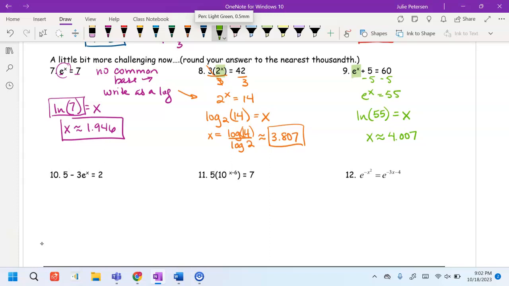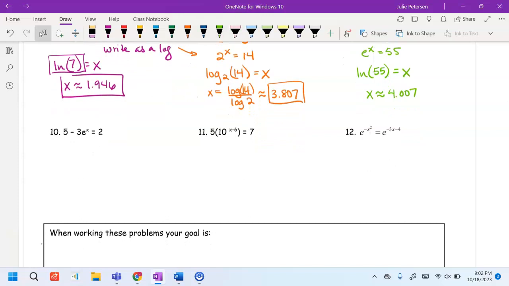Okay, pause here and then come back and check your work on these. They're mostly straightforward. Let's have you do 10 and 11 and then come back and check.